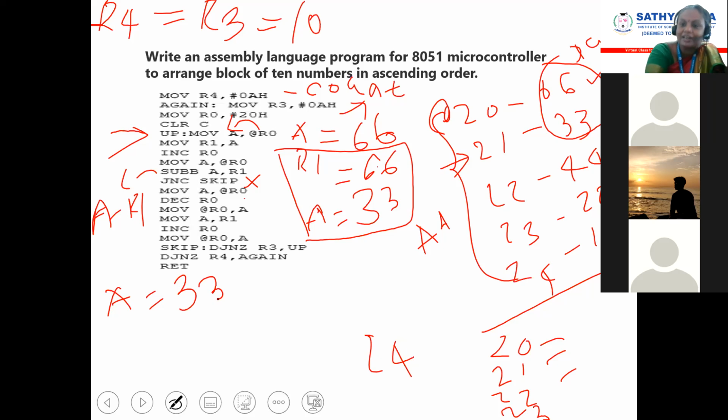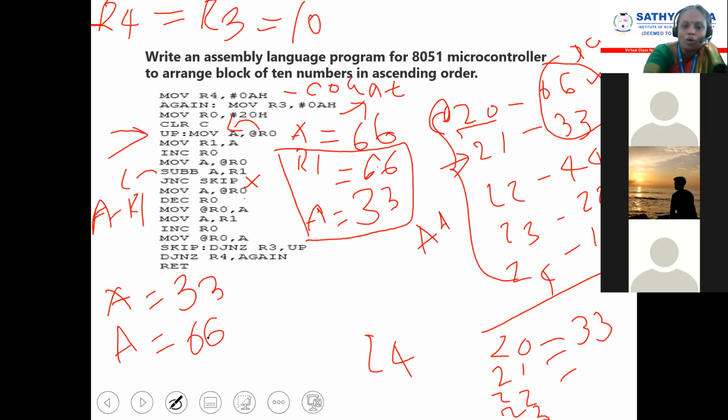Then DEC R0. DEC R0 means what? Decrement R0. So R0 will become 20. So MOV @R0, A. I have to move my accumulator to @R0. So what is the @R0 value? 20. So my location 20 is now 33. Are you clear? Then MOV A, R1. MOV A, R1 means what? What is the R1 value? 66. That is moved to the accumulator.